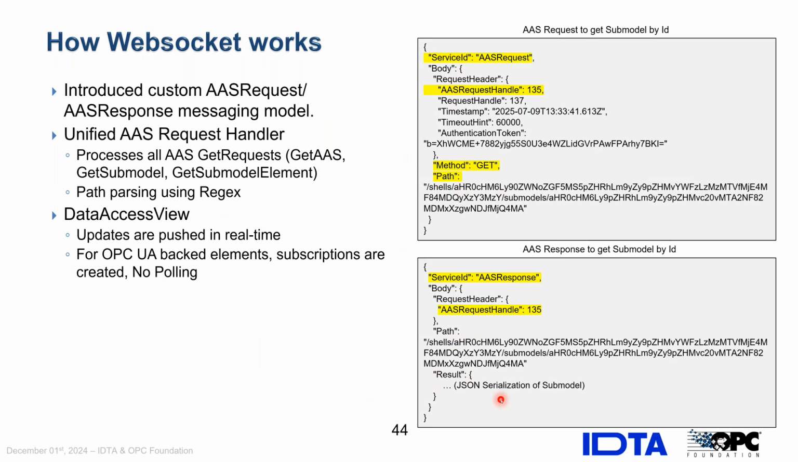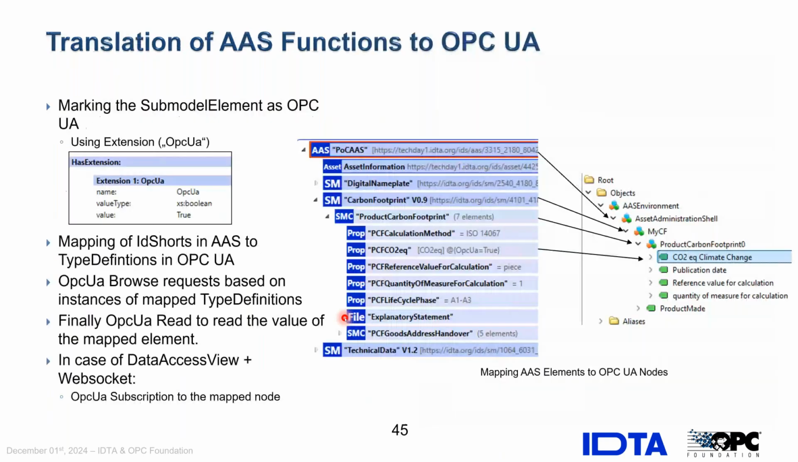Now, similar to the REST, we also have the data access view when it comes to the WebSocket. But this time, we do not pull the data, but we rely on the pushed updates from the WebSocket. And in case of OPC UA backed elements, we do not need the OPC UA read mechanism. Now that we have a consistent channel with us, we basically use the OPC UA subscriptions to get the live data from the corresponding OPC UA nodes. So this is how the REST and WebSocket works.